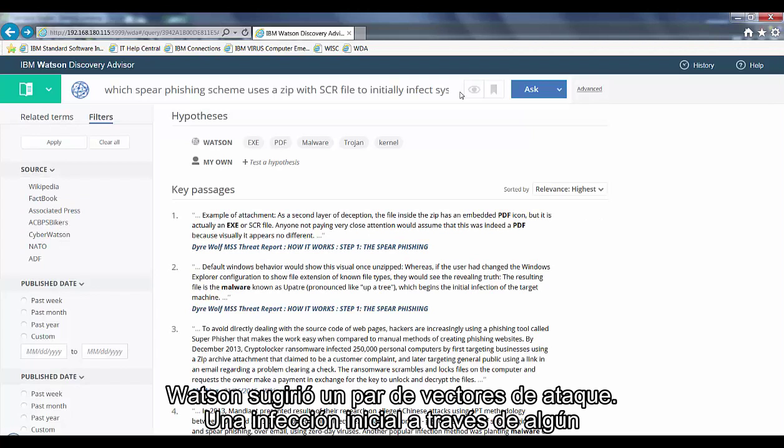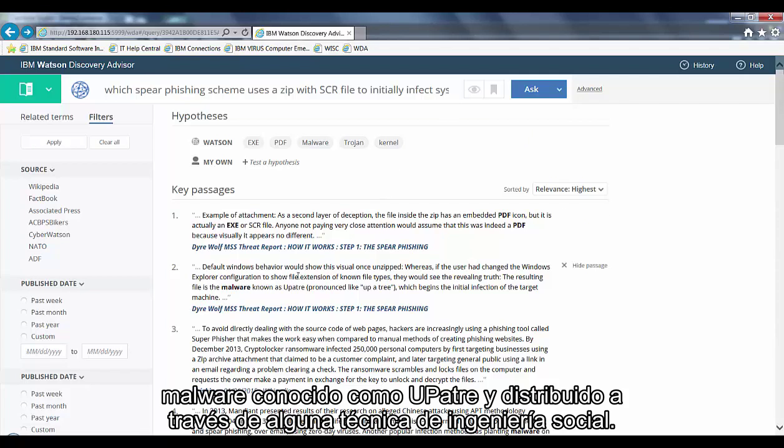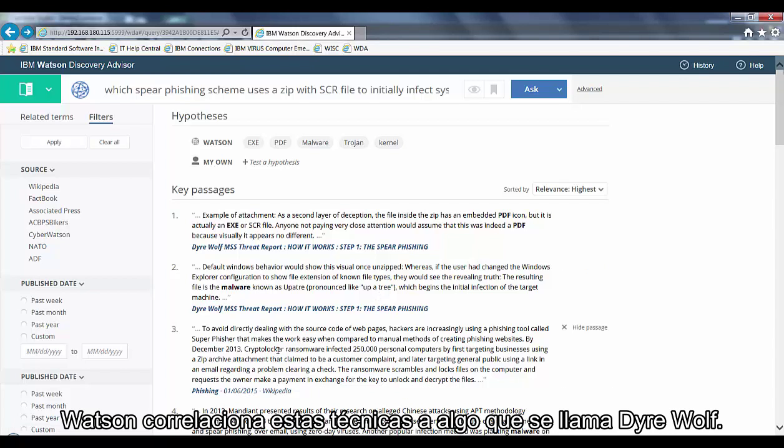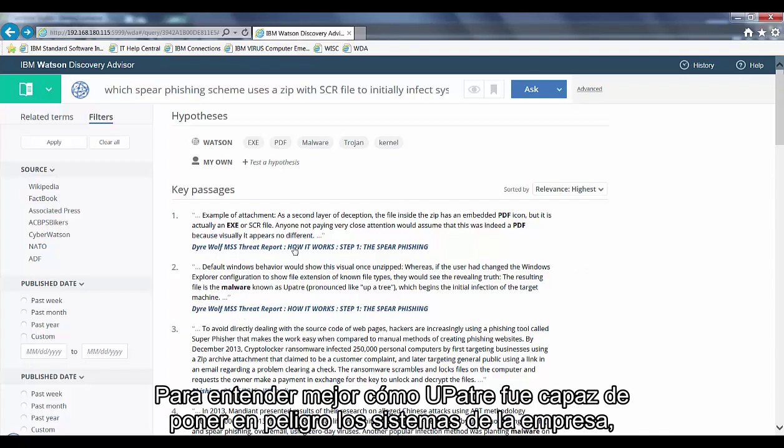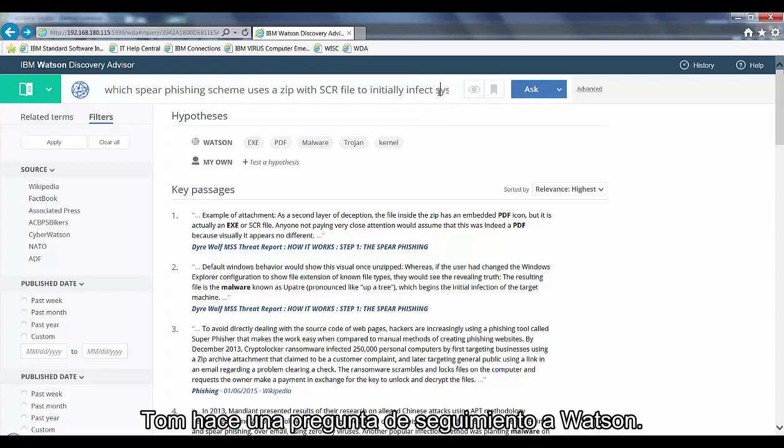Watson suggested a couple of attack vectors: an initial infection via some malware known as Uptree, and some social engineering techniques to deliver it. Watson correlated these techniques to something called direwolf. To better understand how Uptree was able to compromise the firm's systems, Tom asks Watson a follow-up question.